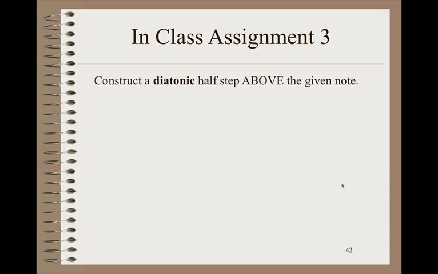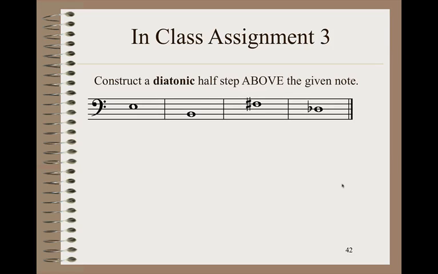Here's another one. Construct a diatonic half step above the given note. So again, remember, a diatonic half step above is a different letter, not the same letter name. So we have an E and a diatonic half step, B, different letter. So an E would have to be some form of an F, the B would have to be some form of a C, and so forth. Stop the recording and go ahead and complete those.